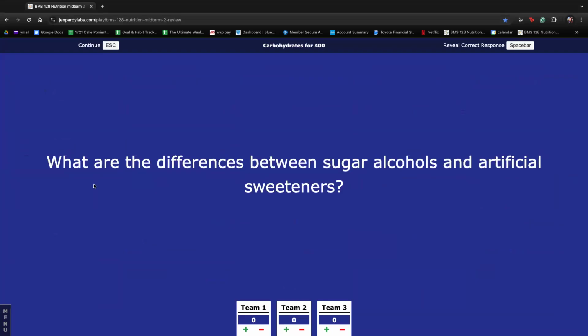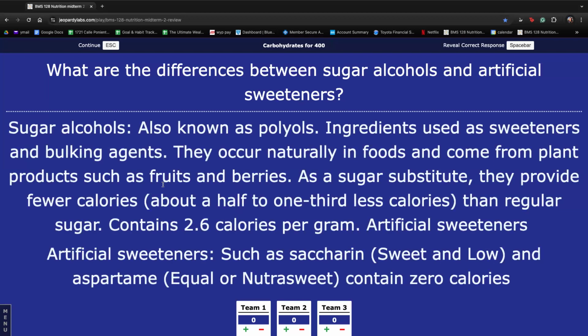What are the differences between sugar alcohols and artificial sweeteners? Yes, calories. Sugar alcohols are about 2.6 calories per gram, while artificial sweeteners have 0 calories. And they both have fewer calories than sugars like table sugar. But there are a lot of different options these days.